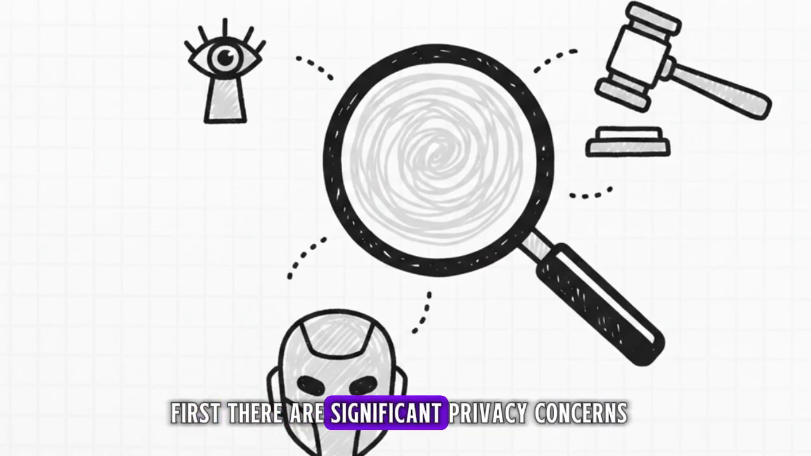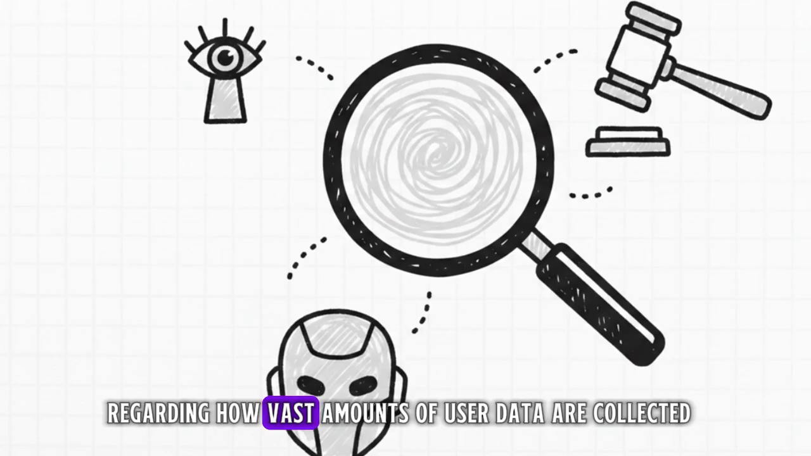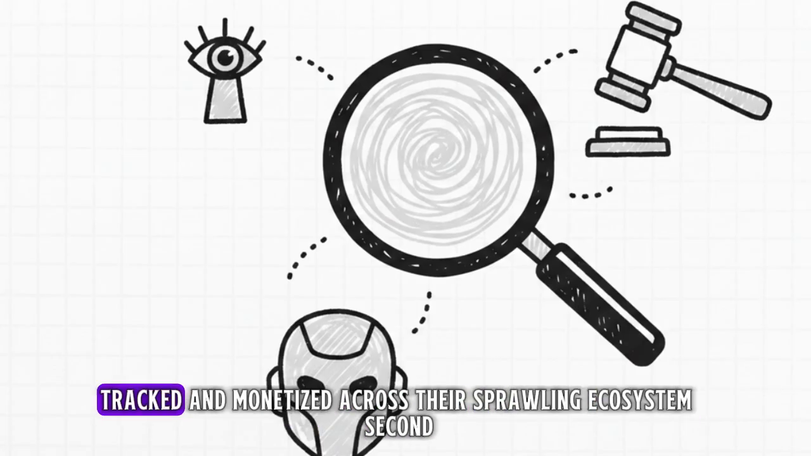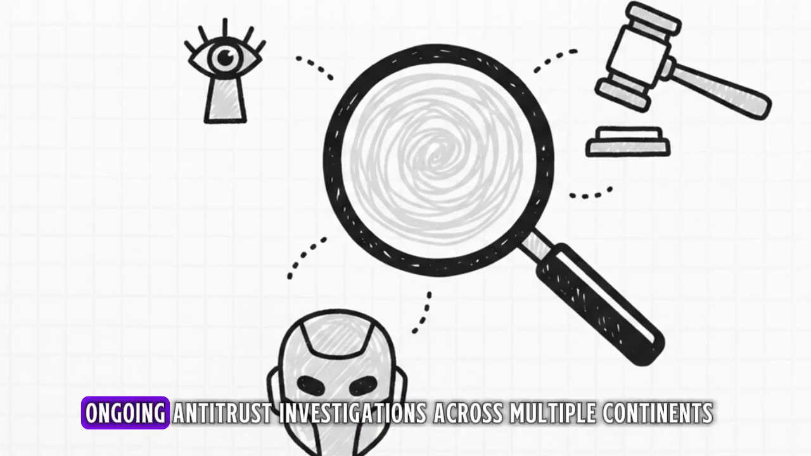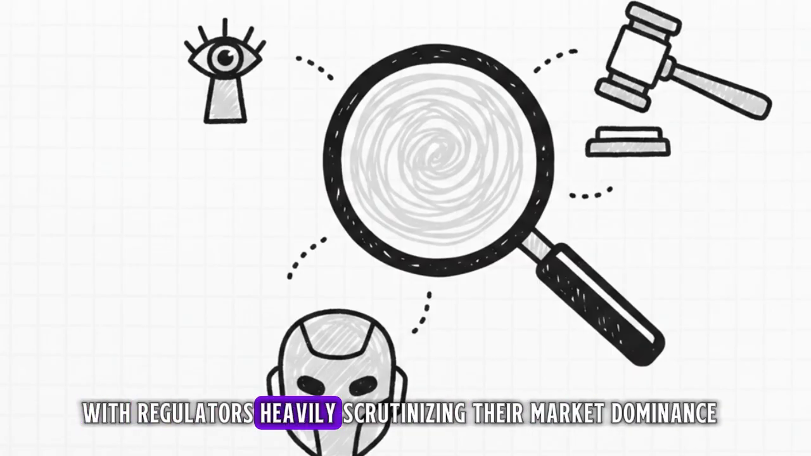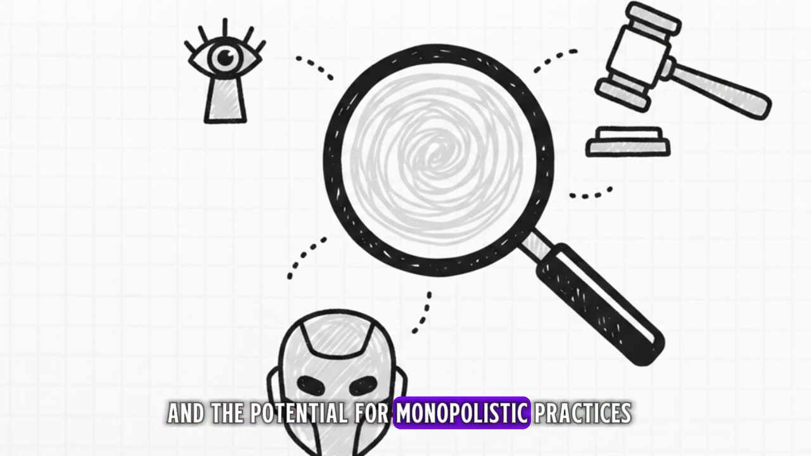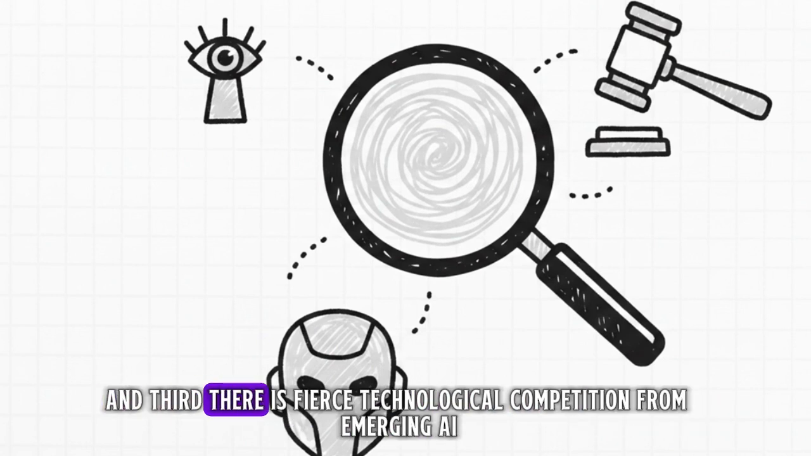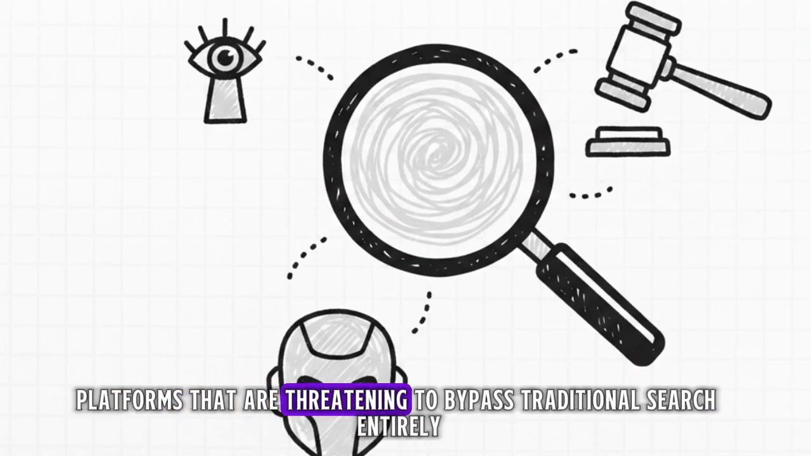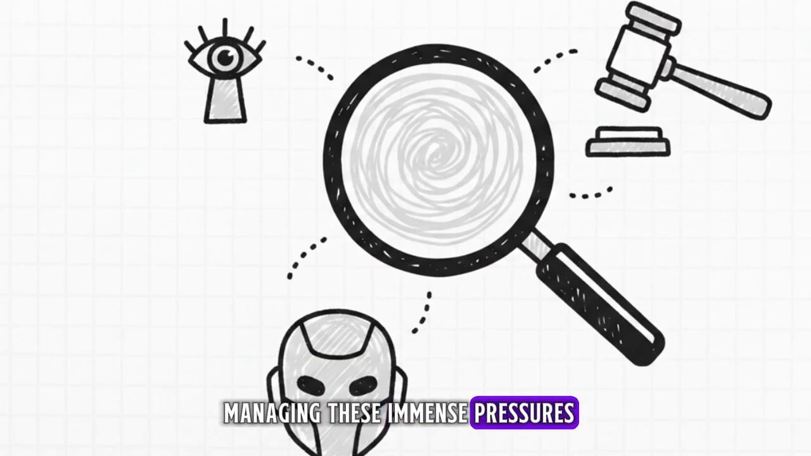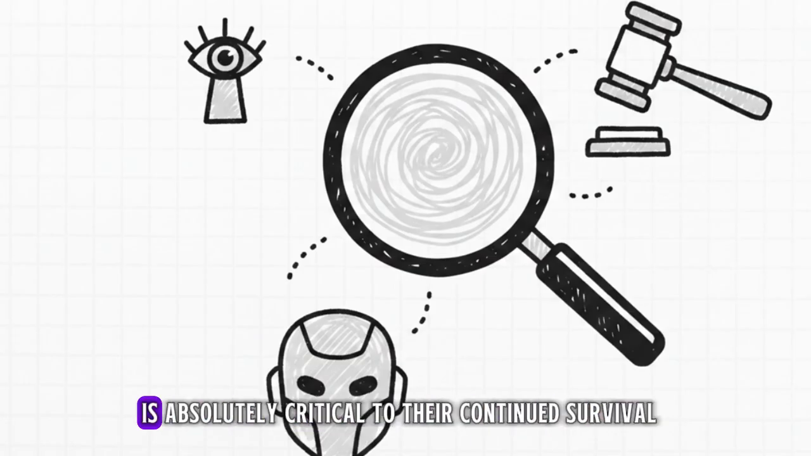First, there are significant privacy concerns regarding how vast amounts of user data are collected, tracked, and monetized across their sprawling ecosystem. Second, they face intense, ongoing antitrust investigations across multiple continents, with regulators heavily scrutinizing their market dominance and the potential for monopolistic practices. And third, there is fierce technological competition from emerging AI platforms that are threatening to bypass traditional search entirely. Managing these immense pressures while avoiding crippling regulatory action is absolutely critical to their continued survival.